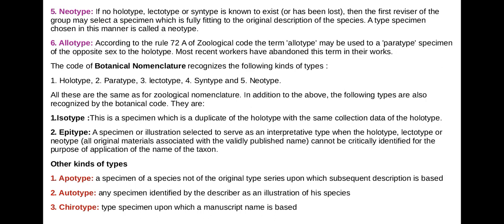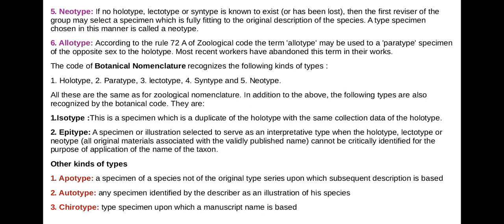Other kinds of types: apotype, a specimen of a species not of the original type series upon which a subsequent description is based. Then autotype, any specimen identified by the describer as an illustration of his species. Then chirotype, type specimen upon which a manuscript name is based. Then genotype, type species of a genus. Then geotype, specimen from the type locality.